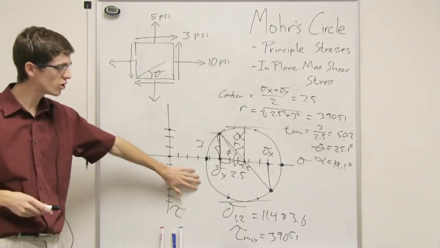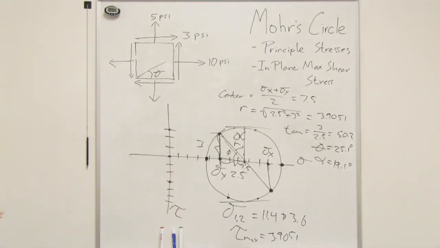You can find so much information just from the circle to find out what all your stresses are at that point in your piece. So that's a basic overlook at Mohr's Circle. There's a lot you can do with it. Just play around with it and you can find out all sorts of things about your stresses and your stress elements. And yeah, it's pretty cool.